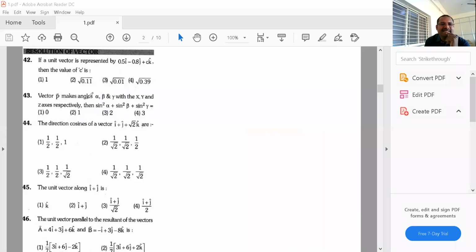If P bar makes angles alpha, beta, gamma with the X, Y, Z axes respectively, then sin square alpha plus sin square beta plus sin square gamma is equal to 2. Yes, you know, this is equal to 2. It is a property. Then what about cos square alpha plus cos square beta plus cos square gamma? It is equal to 1. Do you know? Yes, we have also discussed it. You remember this. Next, the direction cosines of i cap plus j cap plus root 2 k cap.